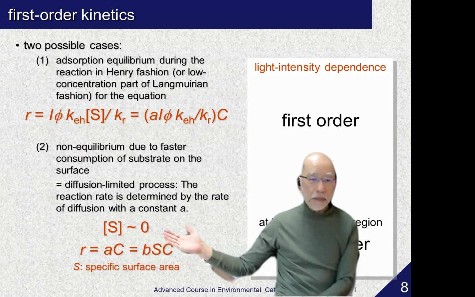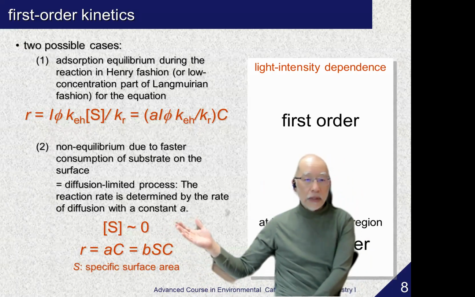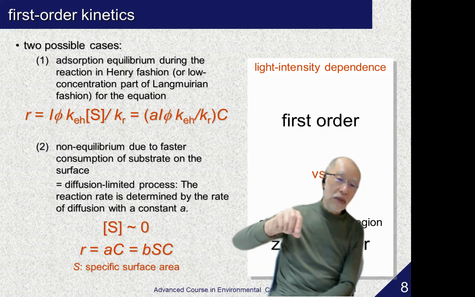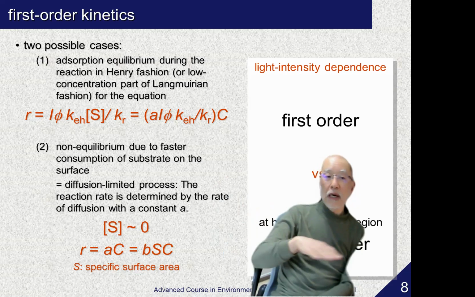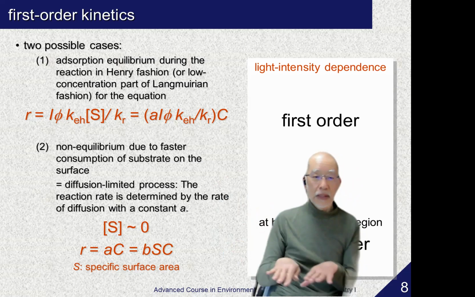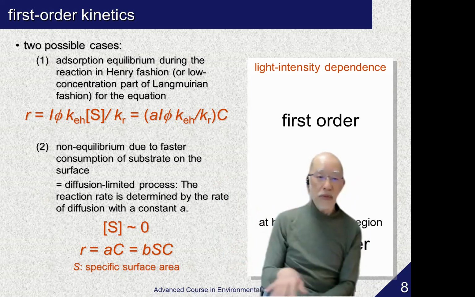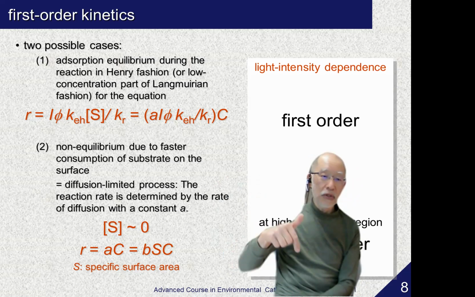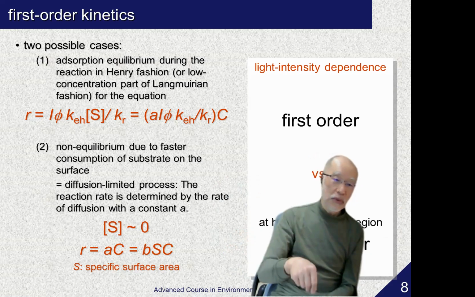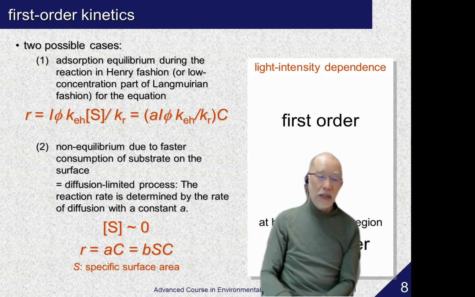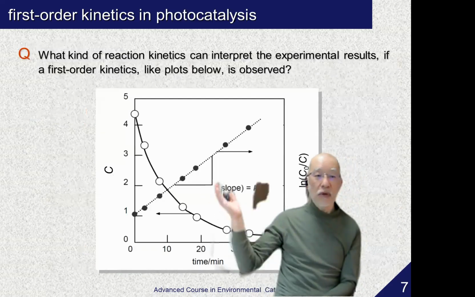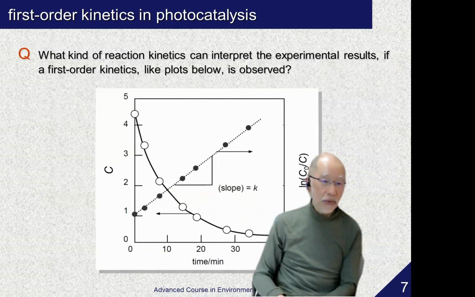And also, if it is non-equilibrium, so adsorption cannot be in equilibrium because the rate of reaction is very fast, or the amount of surface adsorption is very, very small, in that case the surface concentration is always zero. So therefore, the rate of reaction is the rate of substrate diffusing to the surface. In that case, the same plot like this is obtained, even if this is not first order kinetics.